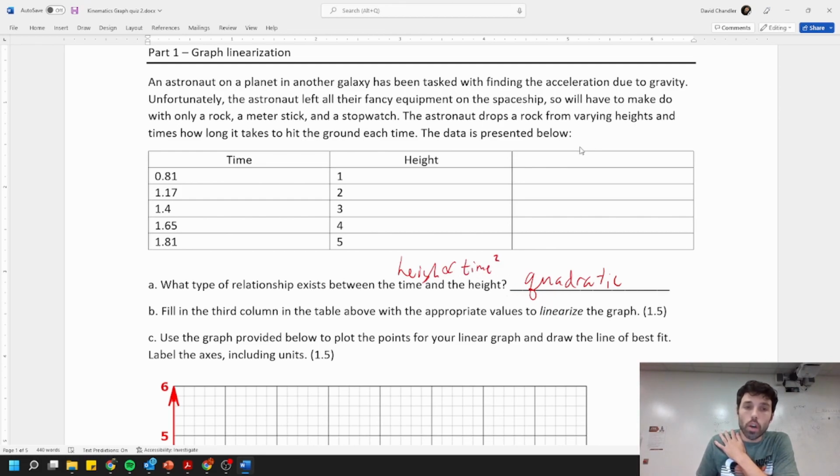So then you had to go in and say, okay, I want to take these time values, and in my third column, I'm not going to graph time. I'm going to graph time squared. So you squared all these numbers. You square 0.81 and put it in here, and square 1.17 and put it in. I don't remember what exactly they were. I did it earlier, but you fill in your column there.